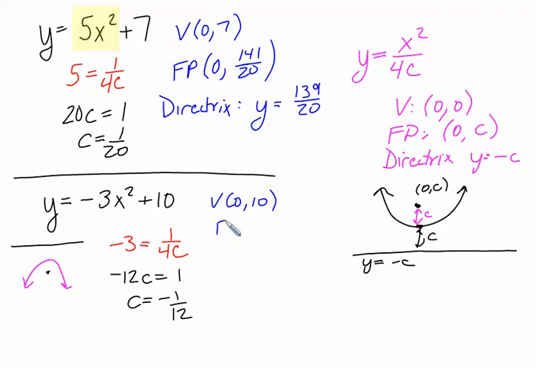So we start at the vertex of (0, 10). We're going down to get the focal point. 10 would be 120 twelfths. We're going down 1, so this would be at 119 twelfths. The directrix, on the other hand, goes above the vertex. We would be up 1/12, which means y is going to be 121 twelfths. We're going to do 4 more problems, hopefully getting everybody their bearings on how these work.